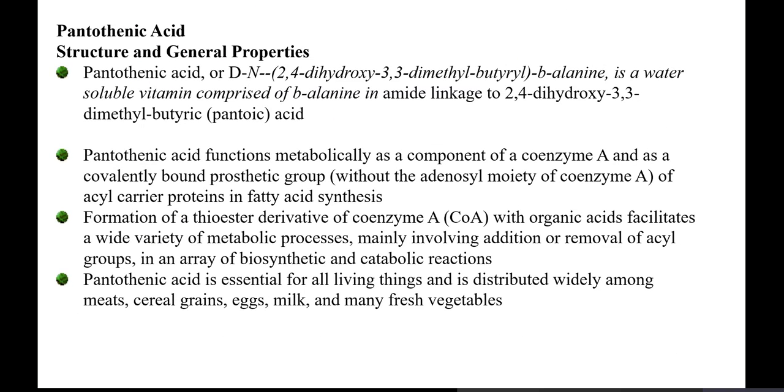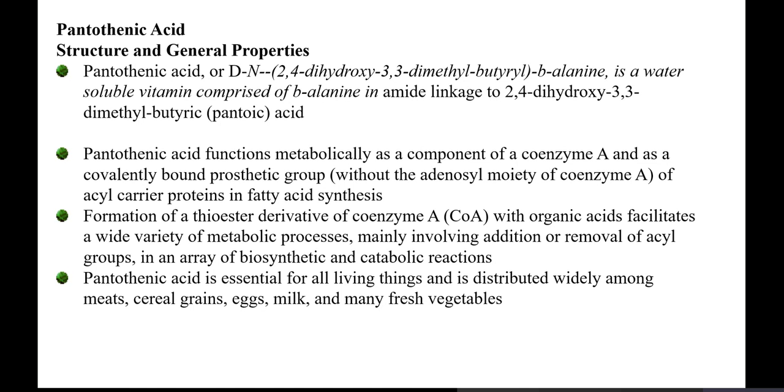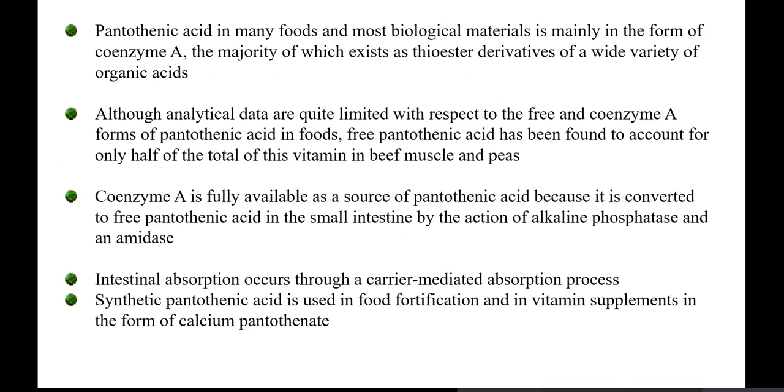So this is pantothenic acid, which functions metabolically as a coenzyme, and it is a covalently bound prosthetic group. Formation of a thioester derivative, that is coenzyme A with an organic acid, facilitates a wide variety of metabolic processes, mainly involving addition or removal of acyl groups, also in biosynthetic and catabolic reactions. So it is essential for all living things, and pantothenic acid is distributed widely among meat, cereal grains, eggs, milk, and many fresh fruits and vegetables.